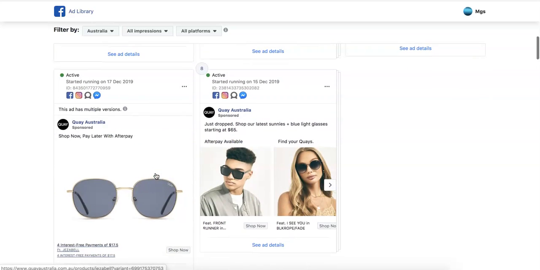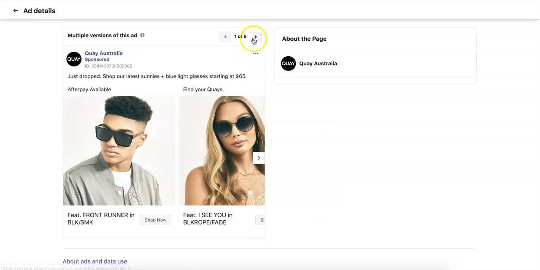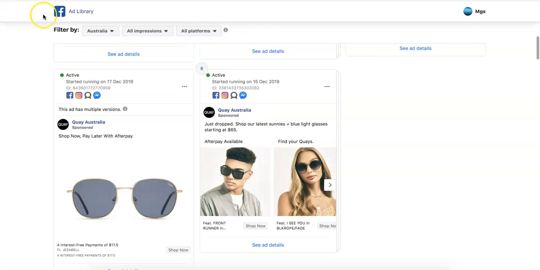So we can go down and see here. Perfect. See, this ad has 8 inside it. If we go to see details, they're running these ads 8 times. The same ad is running 8 times. The reason why they're running this ad, guys, is because it's working. They started this on the 15th of December.